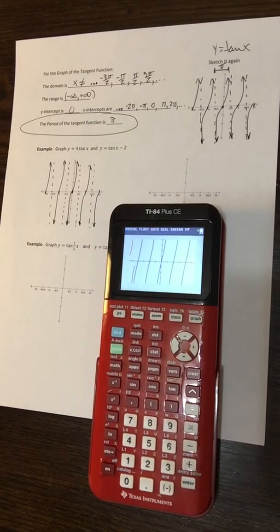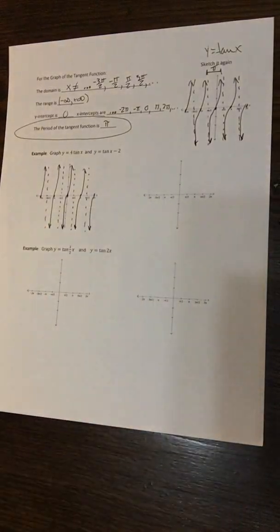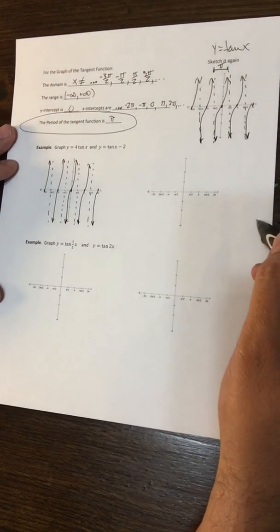Okay, so there's the skinny ones, and now look at the original tangent function. That's definitely wider because it's shorter. It's not that it's skinnier, it's that it's taller. There's your tangent function. Okay, y equals the tangent of x minus 2.